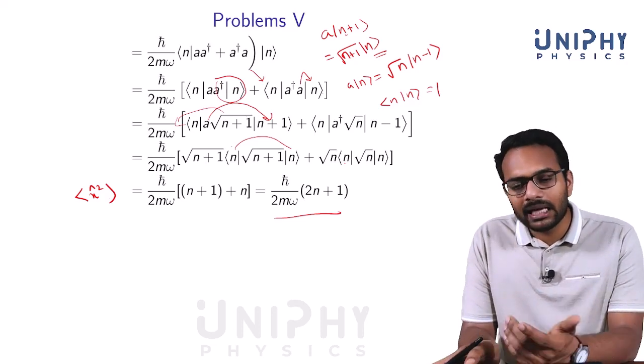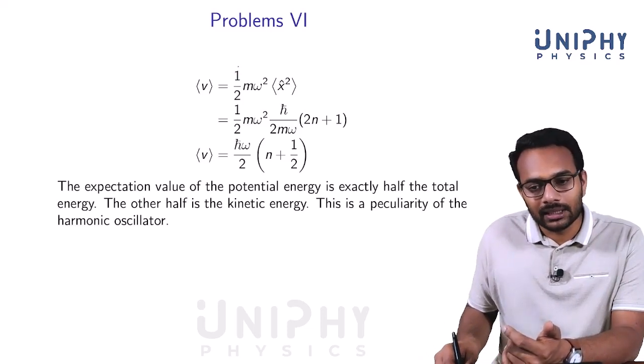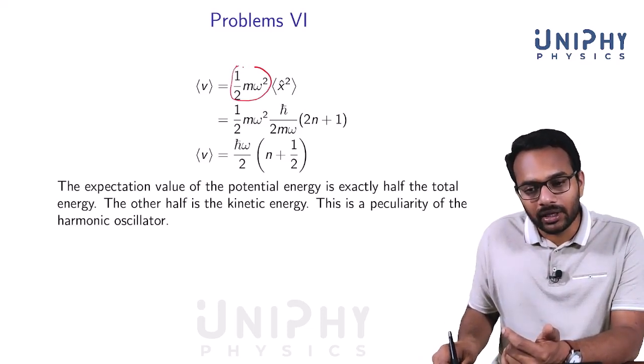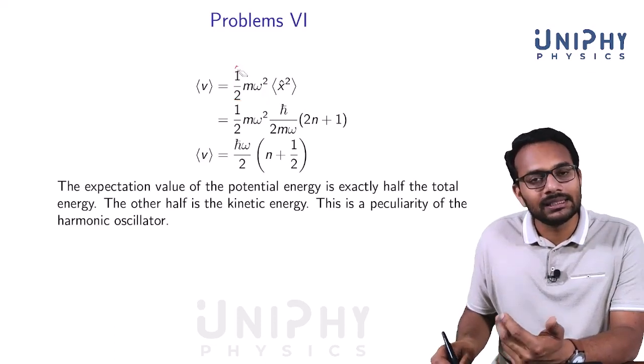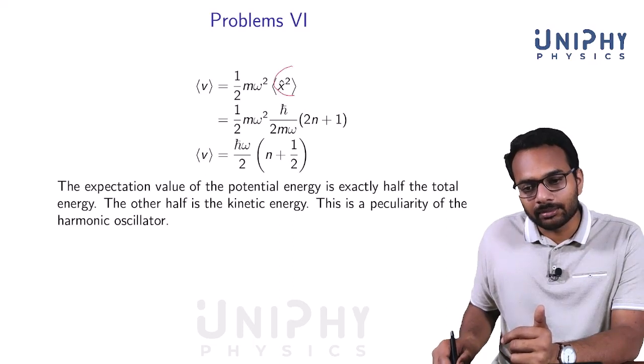But we are asked here to find the expectation value of the potential energy. So you have this, which is actually V equal to half m omega square x square. So we see that we already found this expectation value of x square.